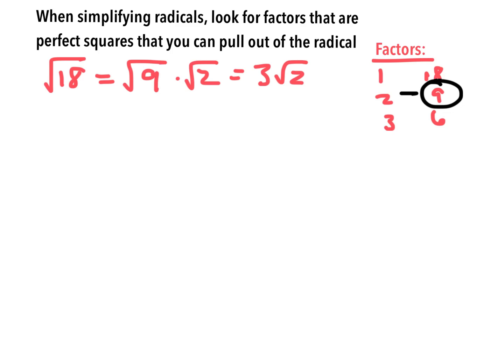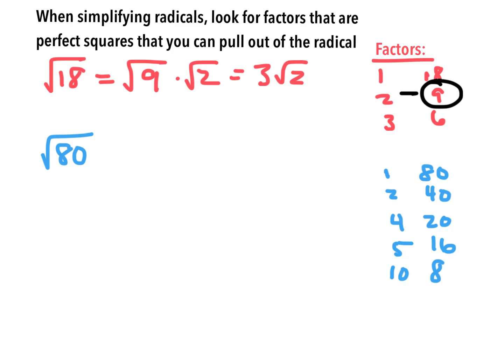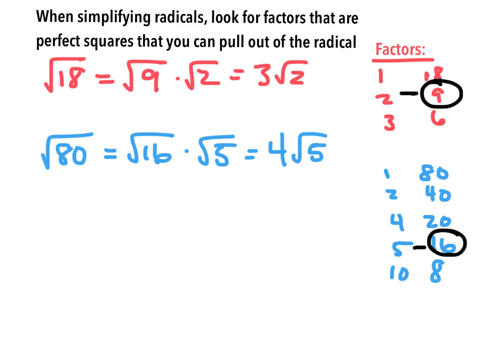So let's try that one more time with, say, the square root of 80. All right, so I'm going to list out the factors of 80. It would be 1 and 80, 2 and 40, 4 and 20, 5 and 16, 10 and 8. Do I have a perfect square anywhere inside? Yeah, right here with this 16. So this is equal to the square root of 16 times the square root of 5, right? Because 5 times 16 is 80. Square root of 16 is 4, and we have times the square root of 5 left over. So both of these are using the product rule.